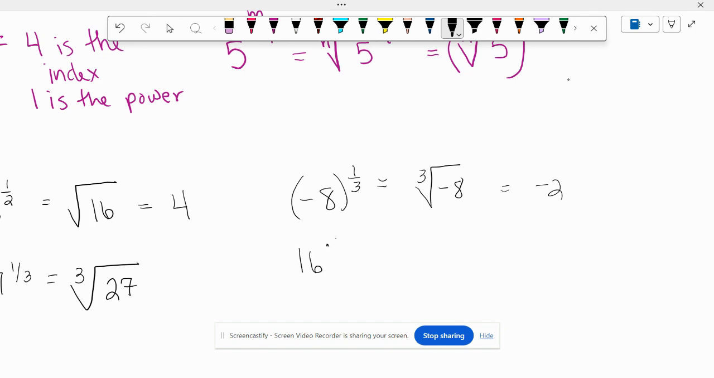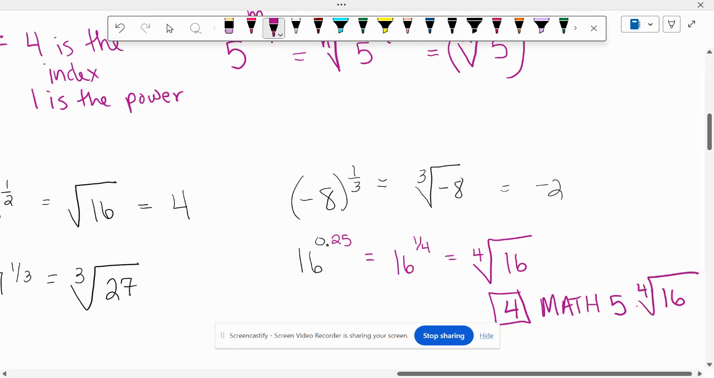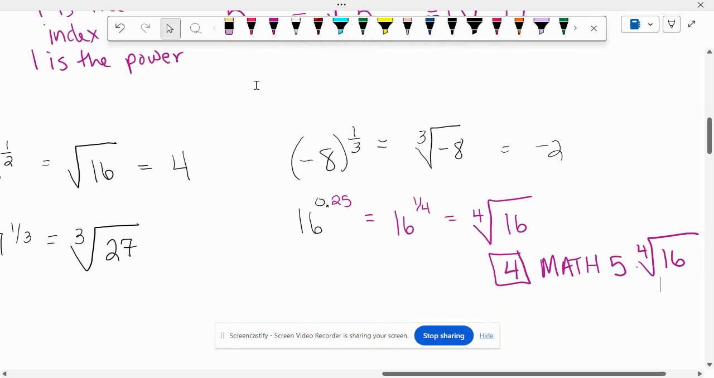16 to the exponent of 0.25. Well, 0.25 is a quarter, in case you guys forgot that. So that's the same thing as saying 16 to the 1/4 power, which means the 4th root of 16. So you need to press the number 4 and then math. I want everyone to do this. And then choose 5 and it'll give you something that looks like this. And I want you to put the number 16 in it. So 4, math, number 5.